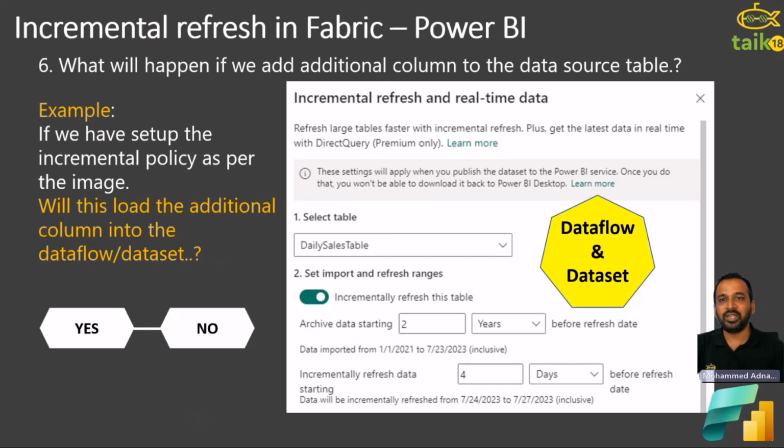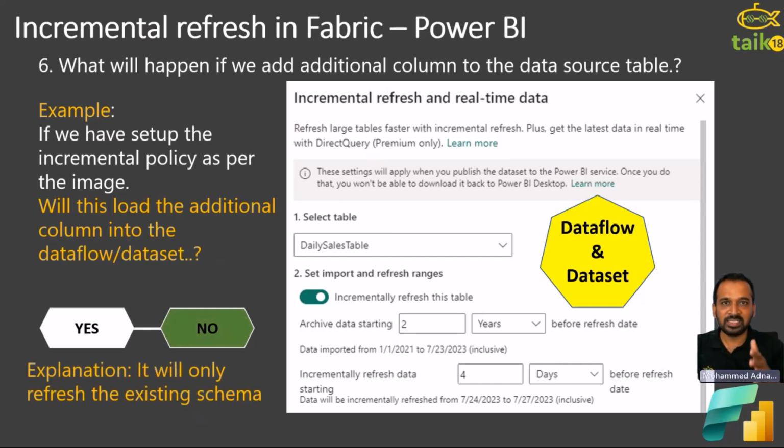So next question is, what will happen if we add an additional column to the data source table? We have set up everything and it is running smoothly. And now there is a requirement change from the business that we need to add this column to this table. Then what will happen? Will this load the additional column automatically into the data flow or data set? The answer to this one is no.